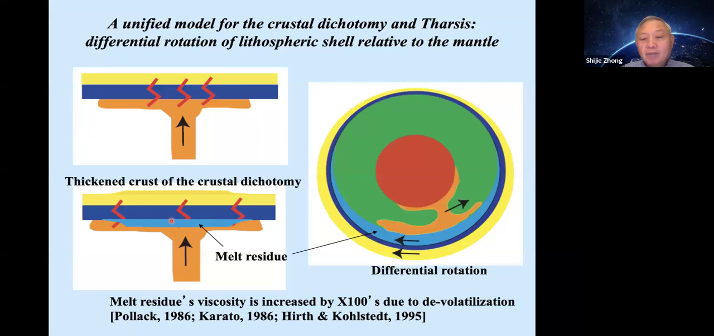We think that the melt residue together with the thickened lithosphere above the plume may induce the degree 1 toroidal field, or the differential rotation between the lithosphere and the mantle. This could then provide a unified model to explain both the crustal dichotomy and Tharsis. I'll show you how this can happen in mantle convection.